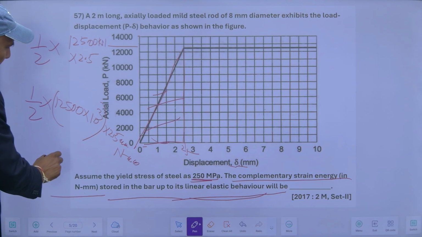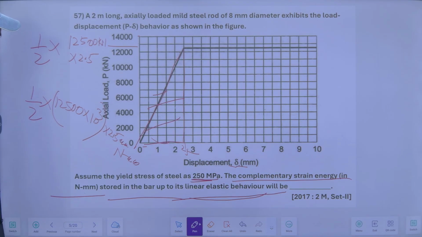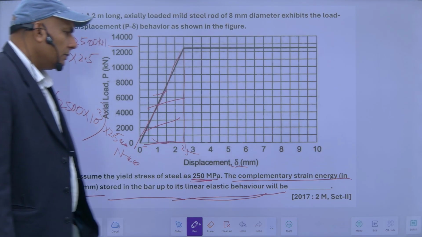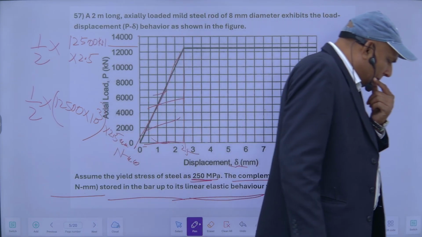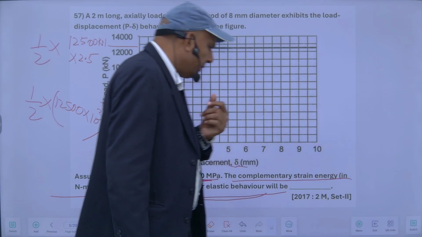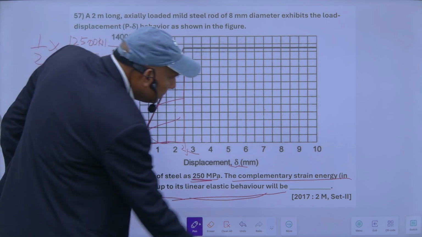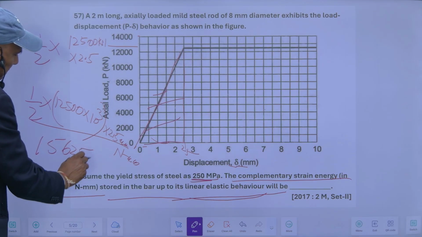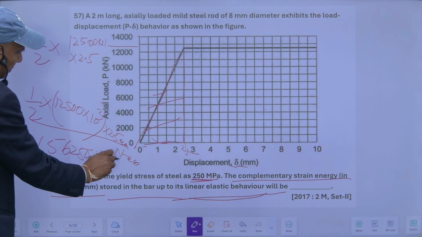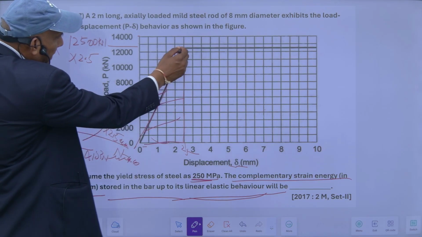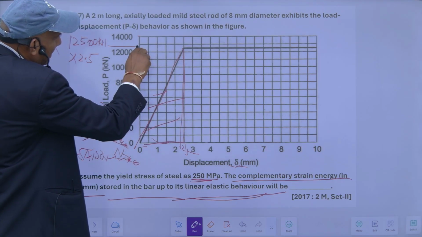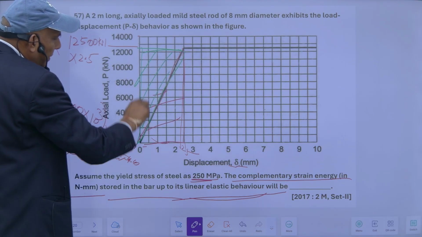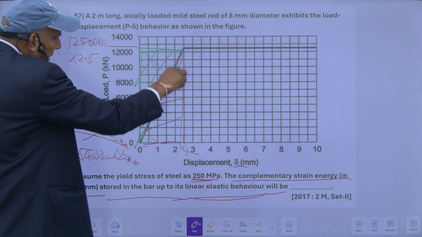So we can calculate it. Anyway, the calculation part you can do. It will come out to 15625 something Newton mm. So my complementary strain energy is this one, and this is equal to the elastic energy.